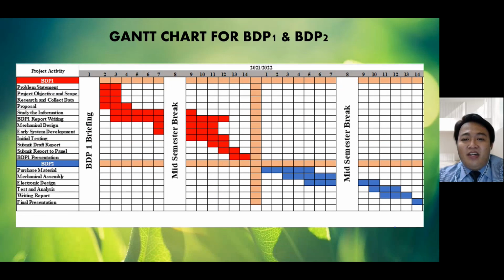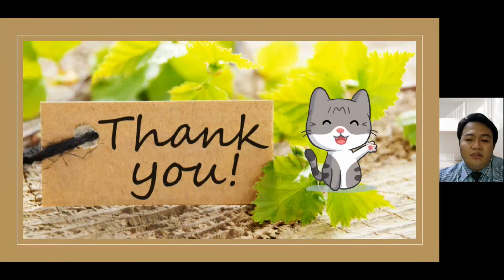So this is my Gantt chart for my BDP1 and BDP2. So that's all for me in the development of a mobile robot for monitoring plant health and volume. That's all. Thank you.